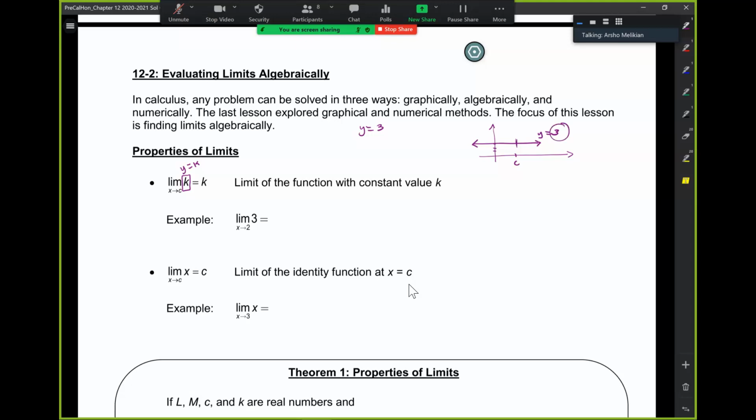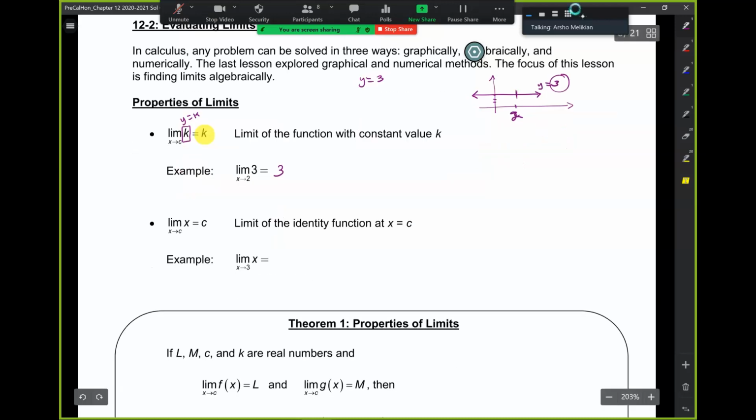Because it's a straight line, a constant value, no matter where you are, the limit is always going to be that same value. So the limit of a constant function is always the value of the function. So if I wanted to find the limit of 3 as x approaches 2, if this is x equals 2, the limit would just be 3.